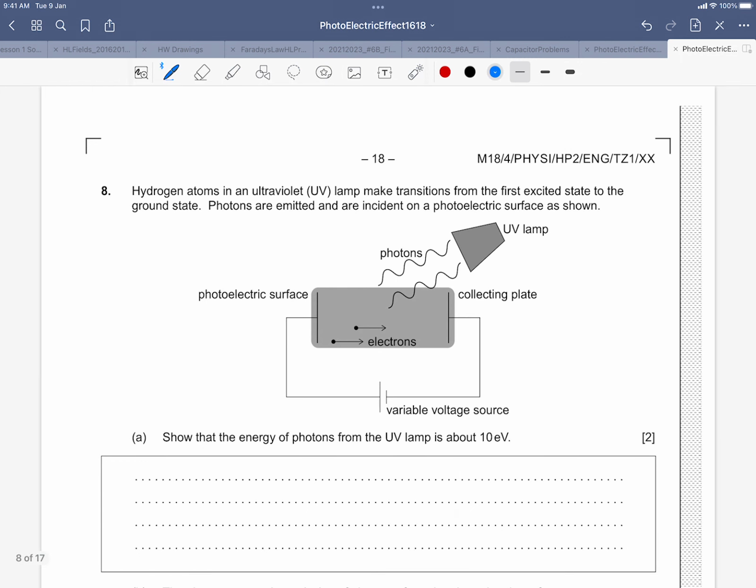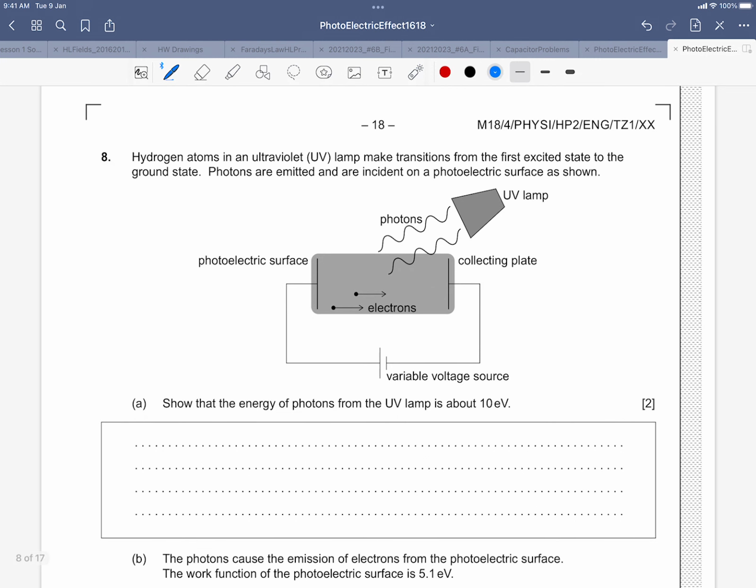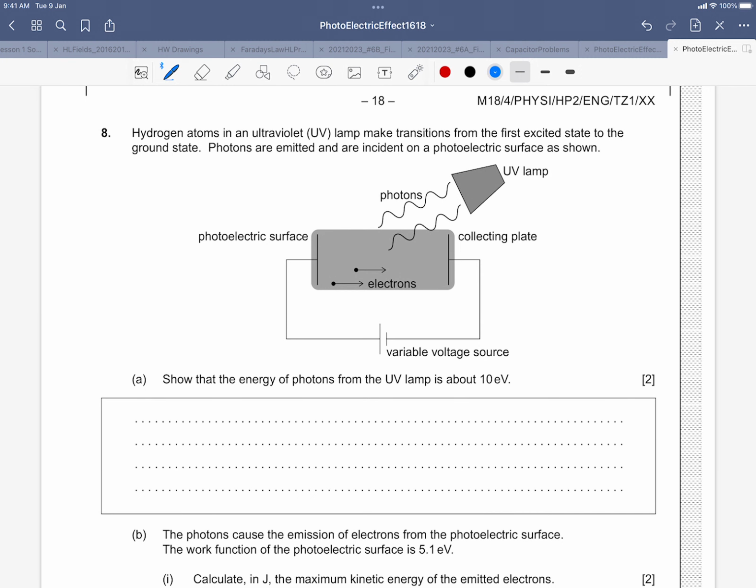Next one, now in May 18, almost done. So here we have got some hydrogen atoms in an ultraviolet UV lamp making transitions. Basically it's hydrogen creating some UV photons. So show that the energy of photons from the UV lamp is that. Here we need to know a little bit about atomic physics, the Bohr model. We're going from the first excited state to the ground state. We need to remember that the energy levels of the hydrogen atom are given by this formula, which we derive also in topic 12.